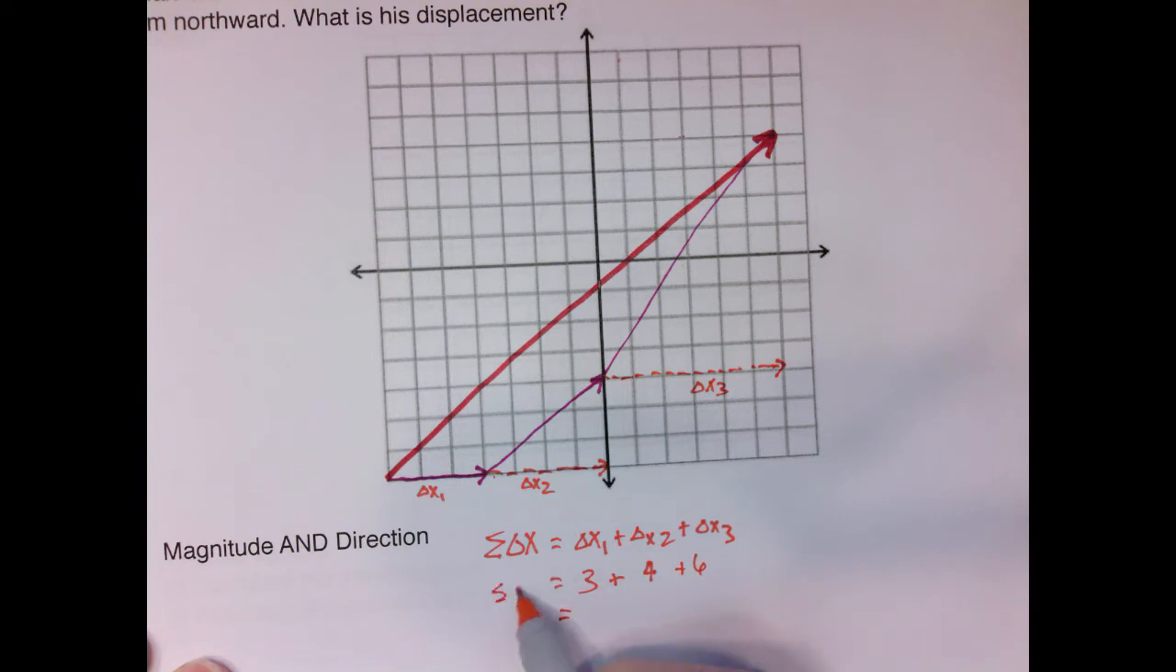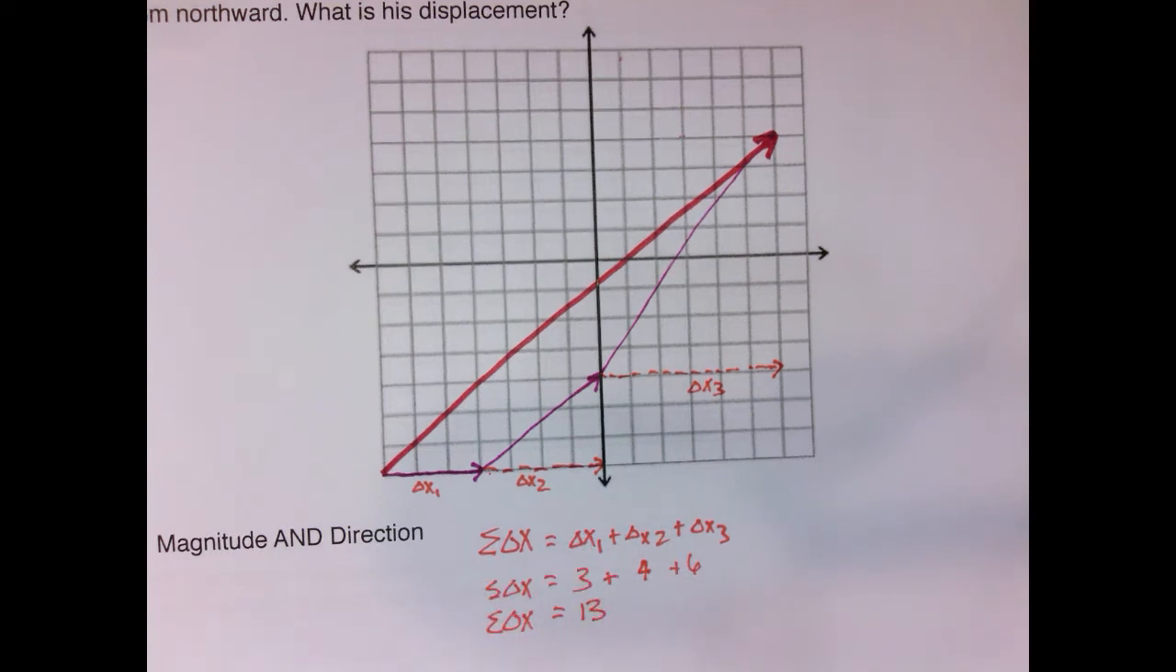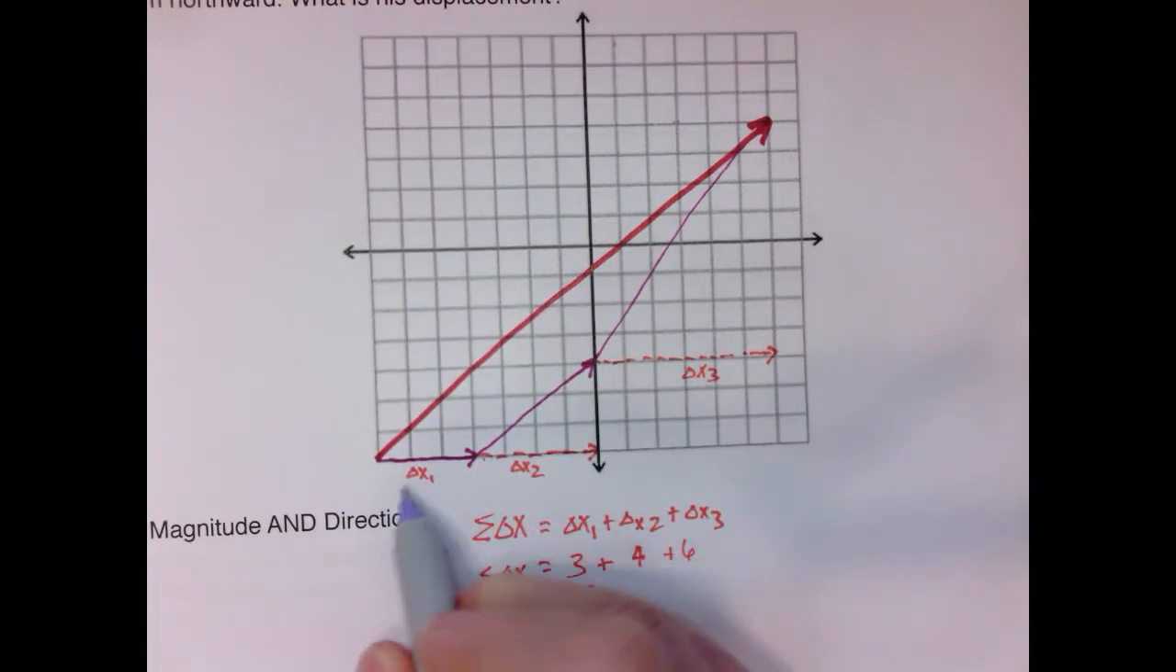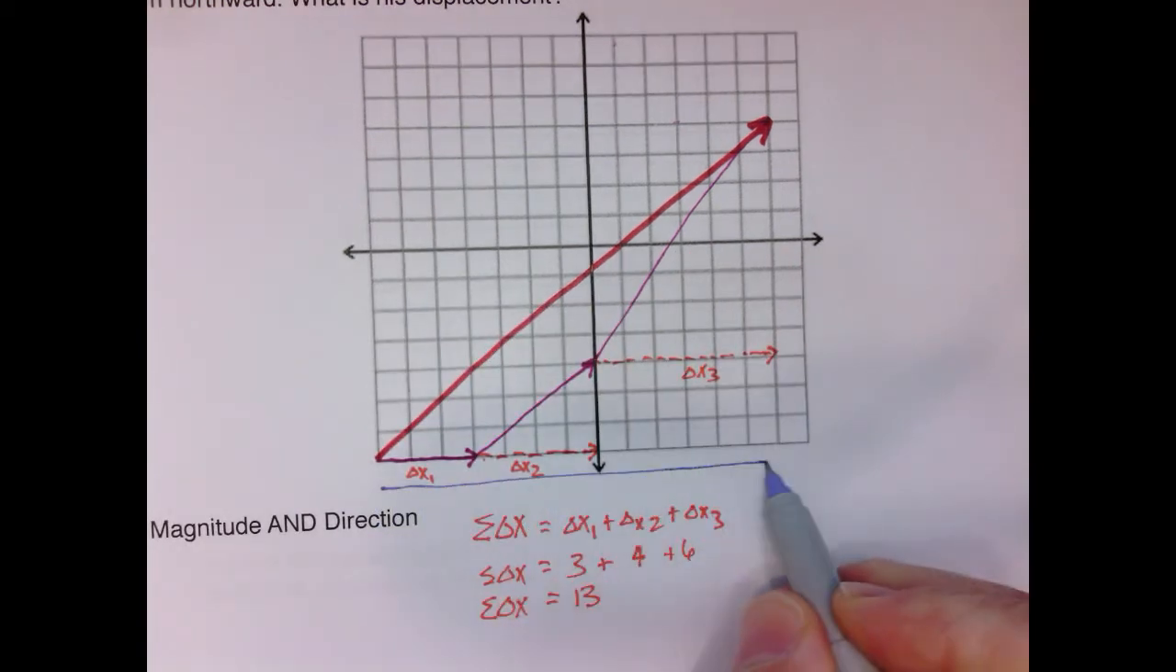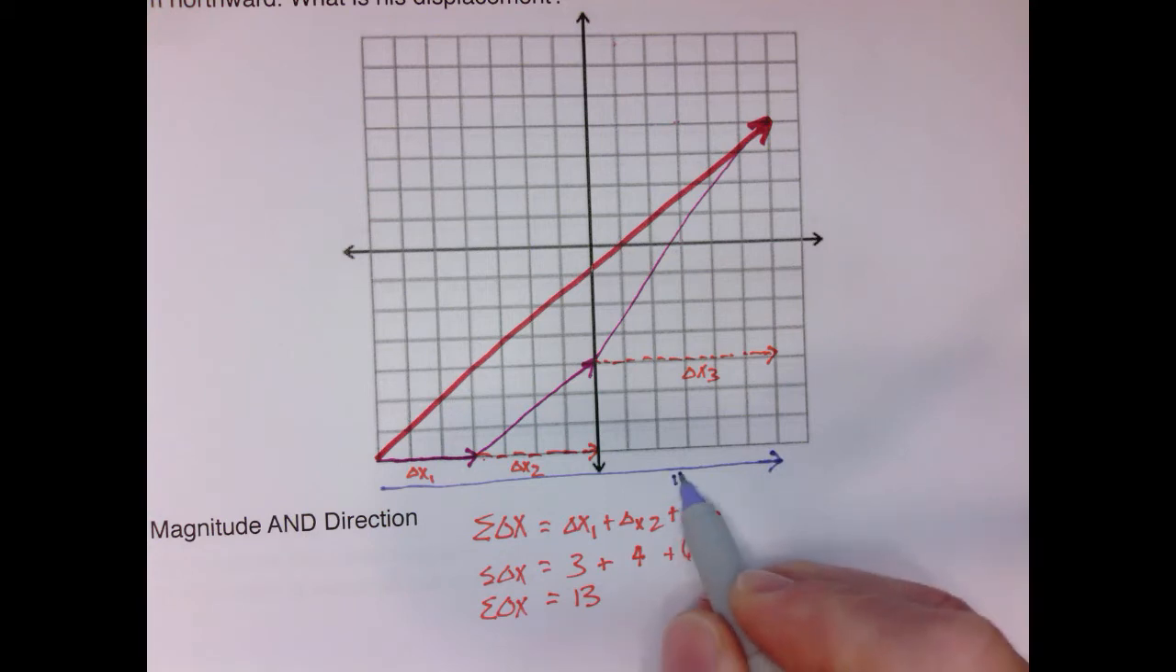So 3 plus 4 is 7, plus 6 is 13. So we have a change of 13. In other words, all of the x's, this whole side here, is 13.